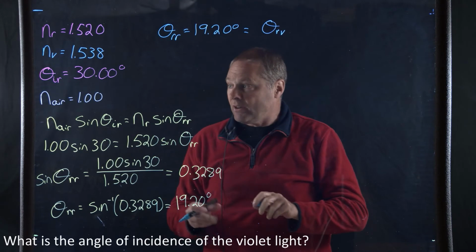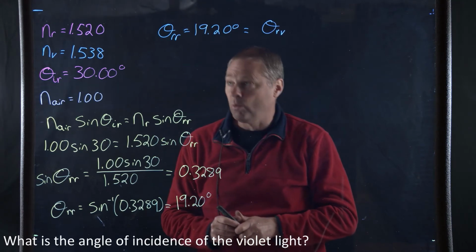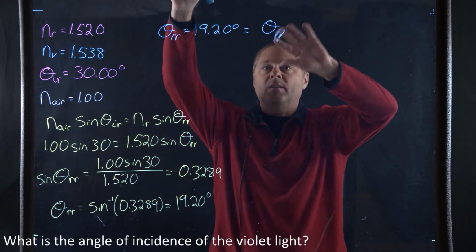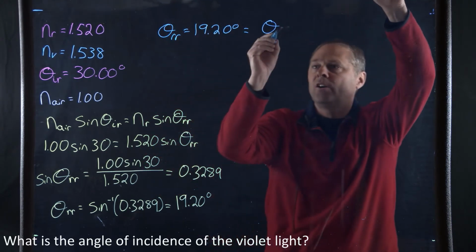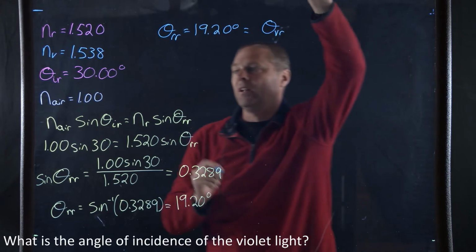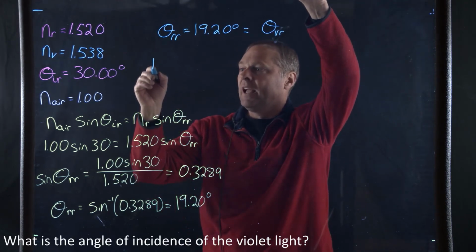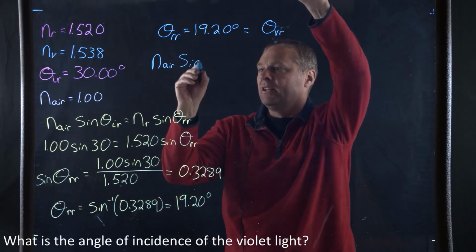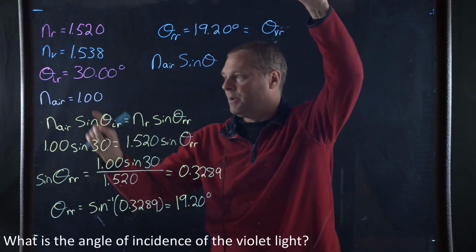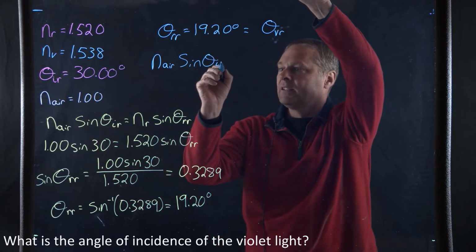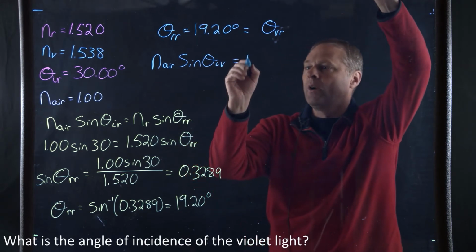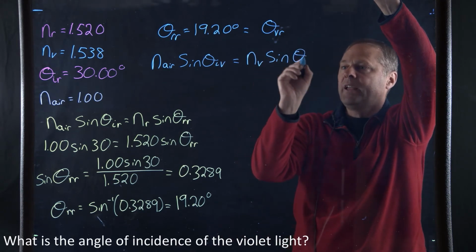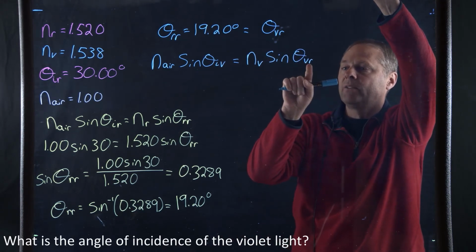Now, we can use Snell's law once again. And so this becomes, oops, I got this backwards. This should be VR, so this would be the violet refracted light. We know then that n, the index of refraction of the air, times the sine of theta, the incident violet light, is equal to n of the violet light times the sine of theta VR. VR is going to be the violet refracted light.